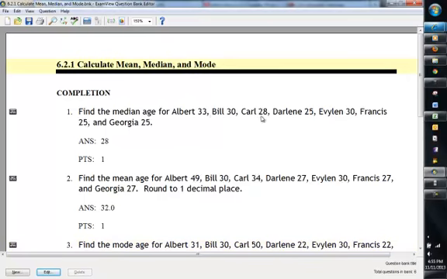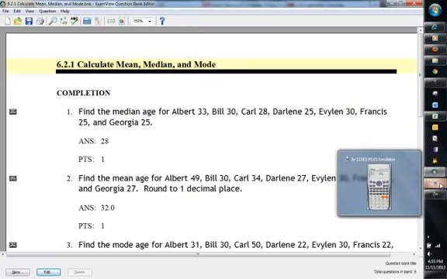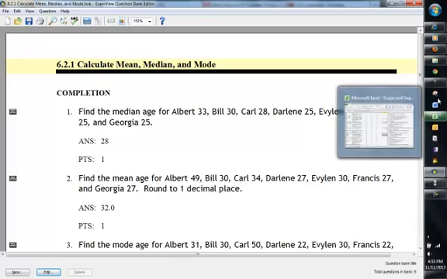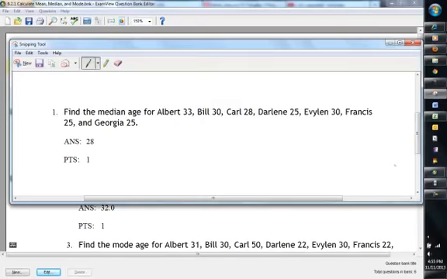In 6.2, we're calculating mean, median, and mode, and the weighted average. Mean, median, and mode are just three words that describe the average. Let's look at the first one here. We're supposed to find the median age. Well, median is in the middle of a road, so in other words, we're looking for the middle value.